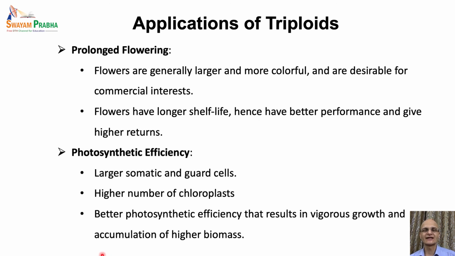Then there is the photosynthetic efficiency. Now, triploids usually have larger somatic cells and guard cells. Further, they have a higher number of chloroplasts in their body cells as compared to their diploid counterparts. Therefore, it leads to better photosynthetic efficiency, and all these characters result in a relatively more vigorous nature that results in the accumulation of higher biomass and better crop yields.